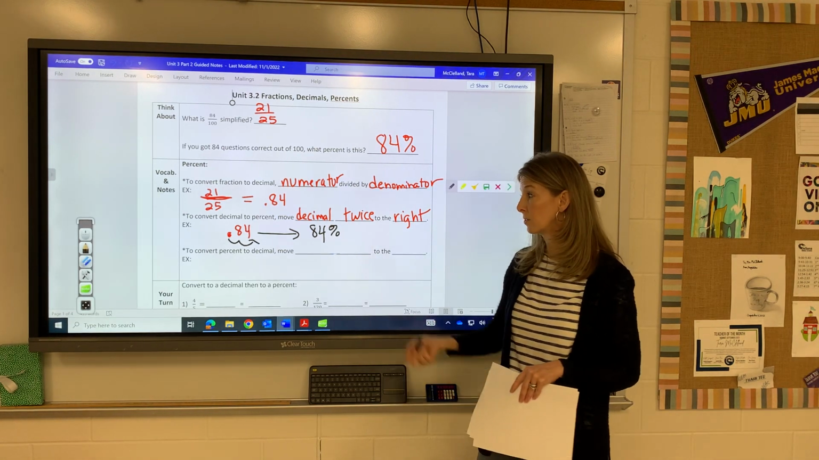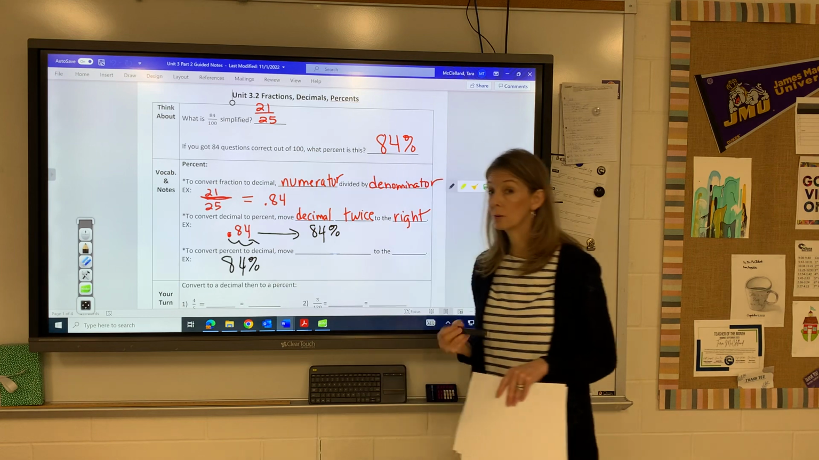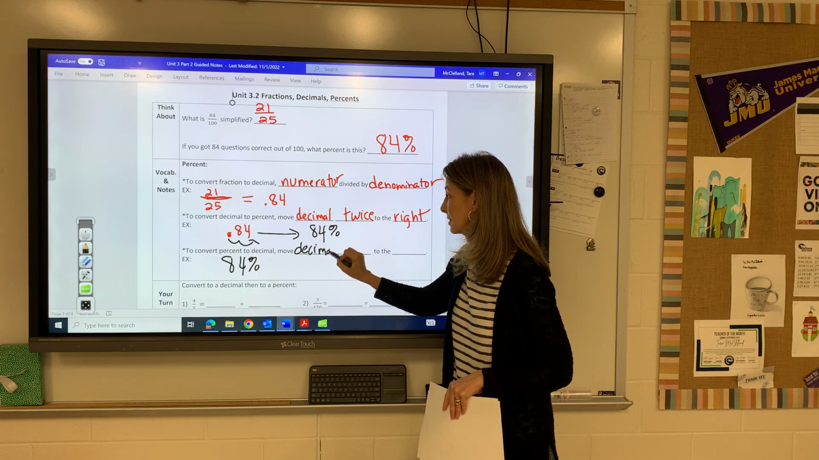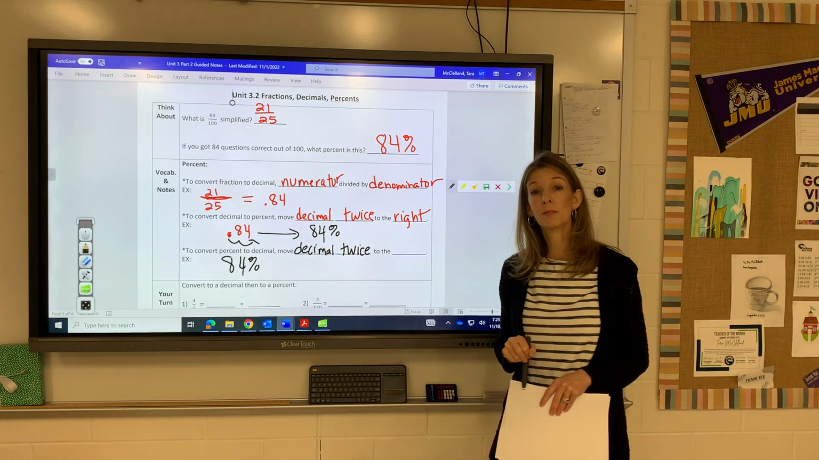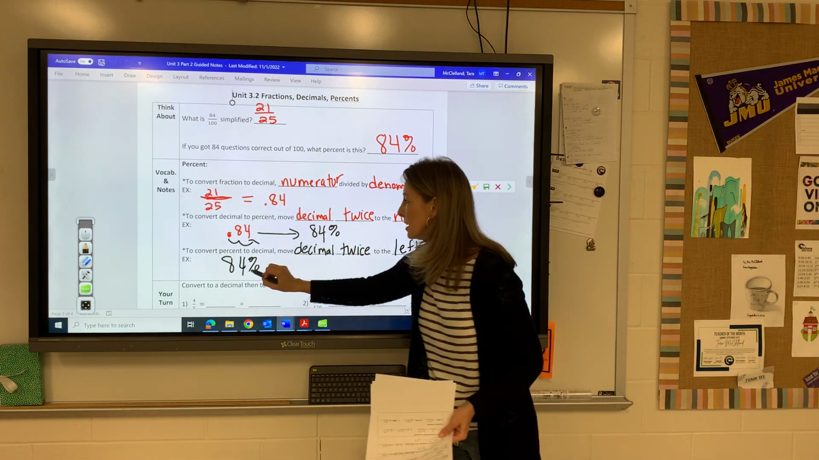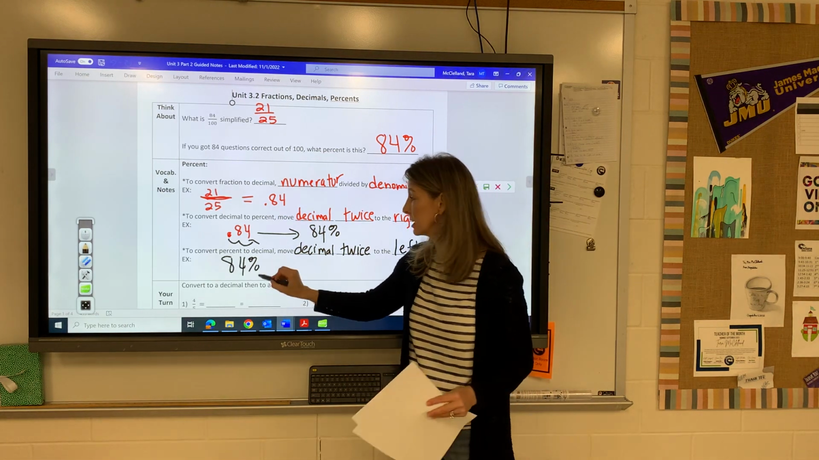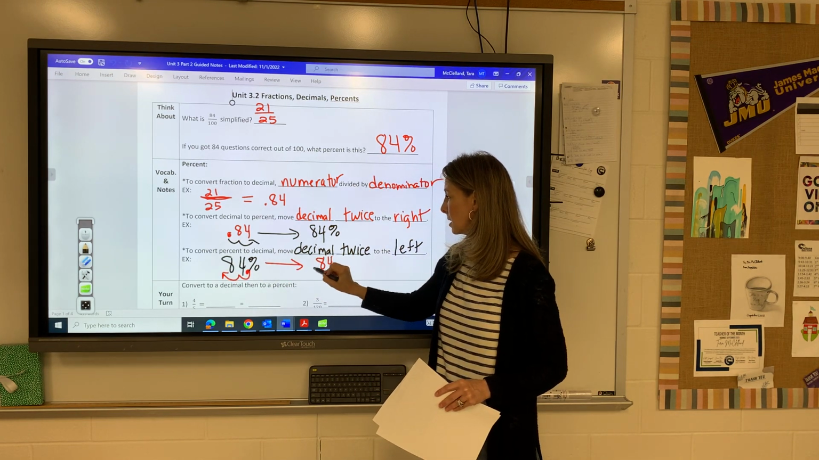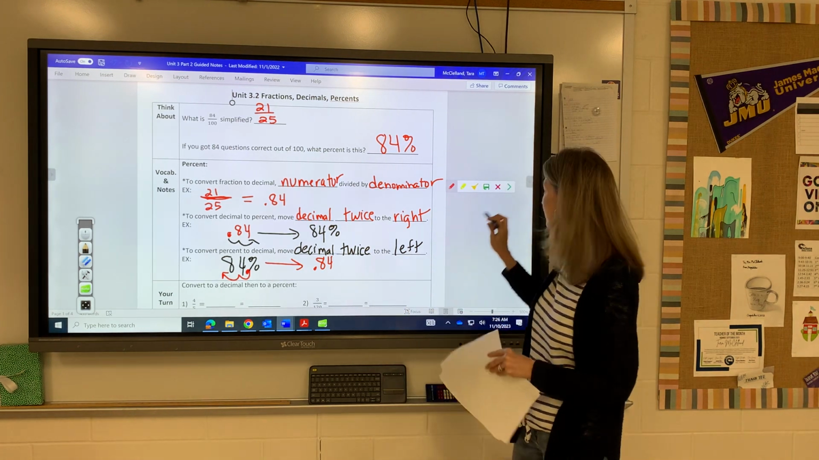Right? Finally, to convert the percent, again, here's our 84%, to a decimal, we are again going to move the decimal, still moving it twice, but this time we're moving it twice to the left. So even though we don't see the decimal there, we know there's an invisible decimal after the 4 or after the last digit. If you move it twice, we end up back at 0.84. Okay, so just some basic review.